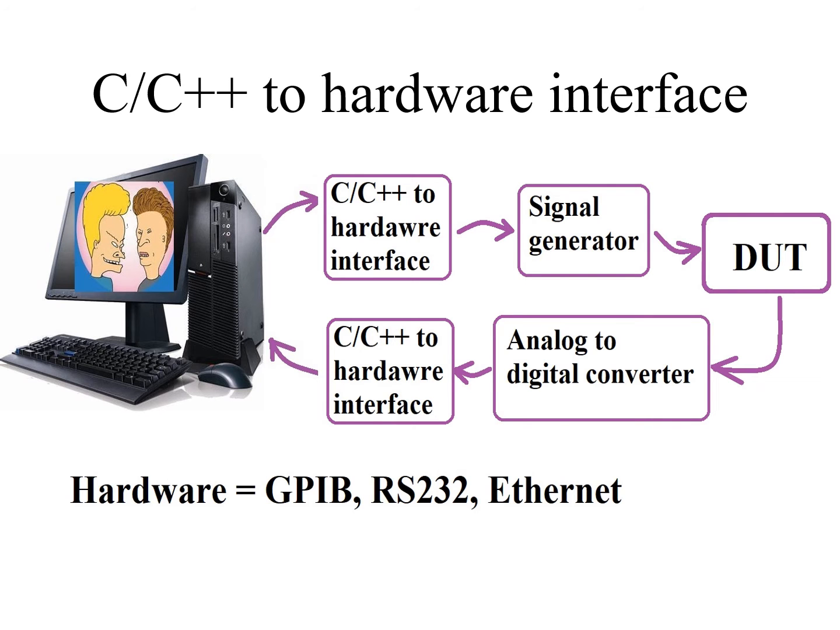In part one, I discussed the controller software. That was the software to GPIB, RS-232, or Ethernet. In part two, which is the video you're watching now, what I will discuss is the signal generator. That's the device or equipment that applies a signal to your device under test, and also the equipment that collects the response from your device under test.